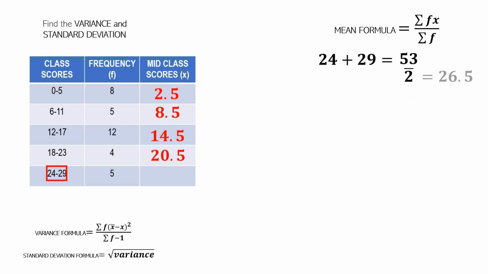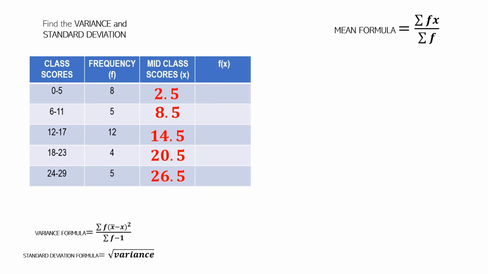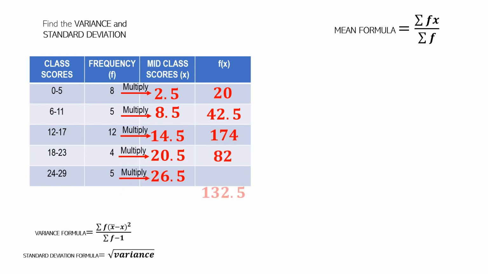Now that the third column is complete, we can create a fourth column to complete the formula. The formula gives the product of frequency, f, and mid-class score, x. Thus, the first one is 8 times 2.5 is 20. 5 times 8.5 is 42.5. 12 times 14.5 is 174. 4 times 20.5 is 82, and 5 times 26.5 is 132.5. The table is complete for the mean.